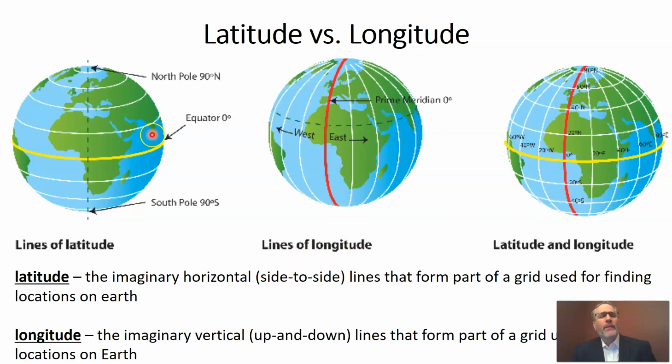But what we can do is combine these lines of latitude and lines of longitude, these imaginary lines, and we can project them on Earth and create a grid. This grid, much like a coordinate plane in math, is going to allow us to find points on Earth, to locate specific locations. It gives us a mathematical way to tell where we are. Okay? So lines of latitude are the side-to-side lines. Sometimes we call these horizontal. And lines of longitude are the up and down lines. Sometimes we call these vertical. Together, lines of latitude and longitude make up a grid that we can use to find locations on Earth.